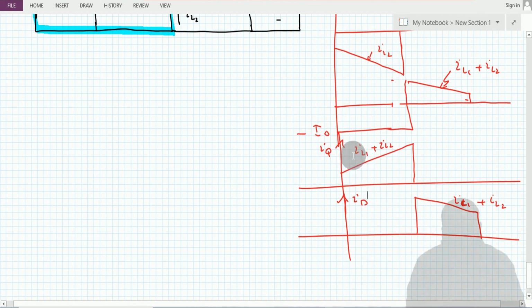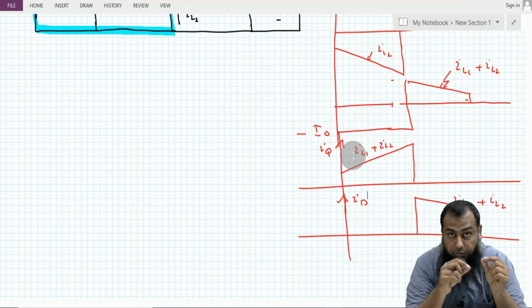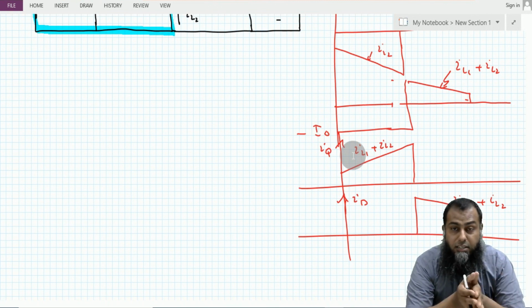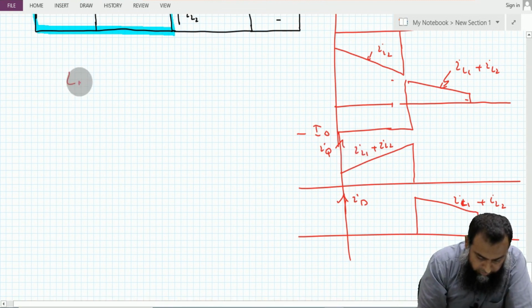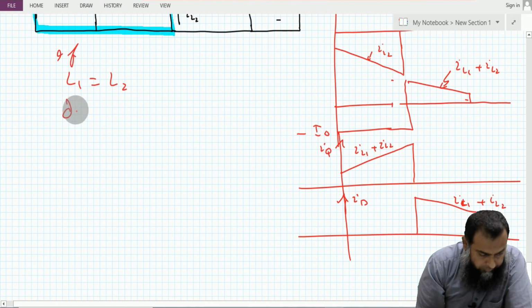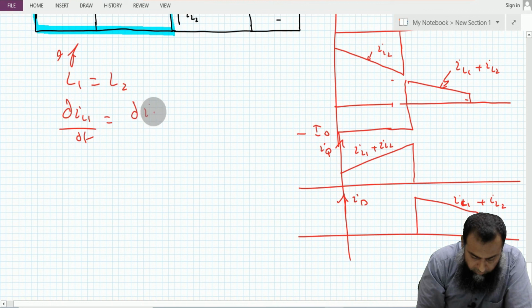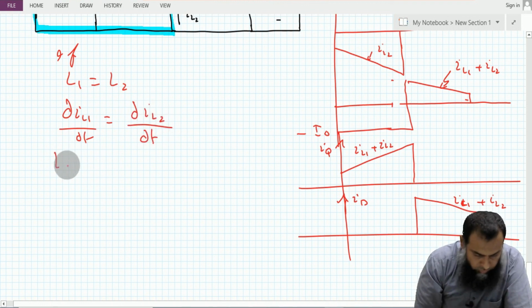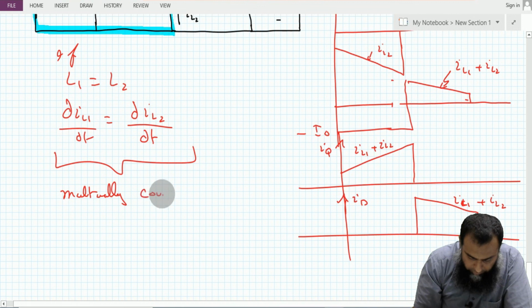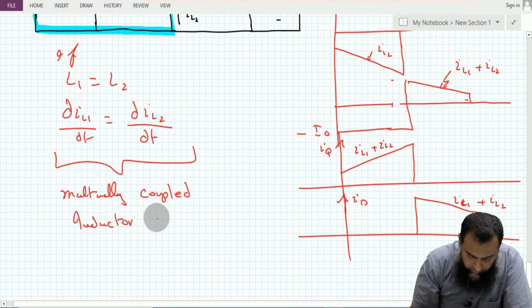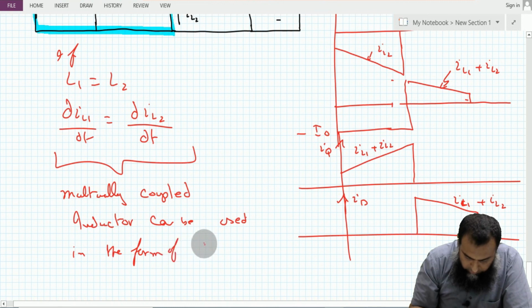Now in certain cases the L1 and L2 usually come out to be of the same value, and when this happens, we can replace these inductances L1 and L2 by a unity transformer of the turn ratio 1:1, which acts like a coupled inductor. If we have L1 equal to L2, then we know that dIL1 over dt is equal to dIL2 over dt. So we can go for a solution which is known as the mutually coupled inductor, which can be used in the form of a 1:1 transformer.